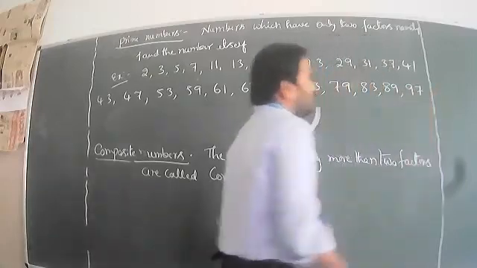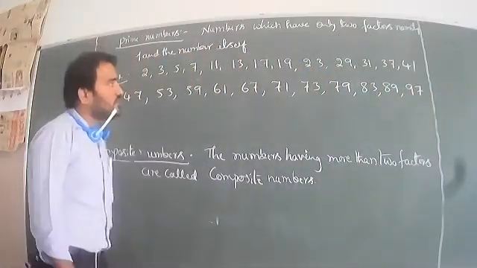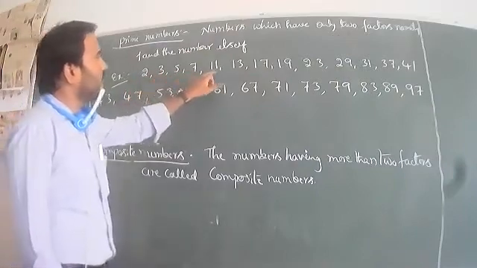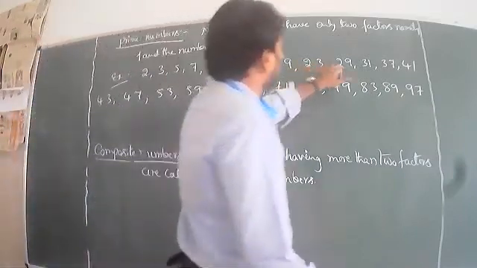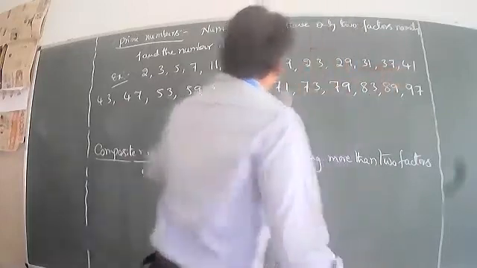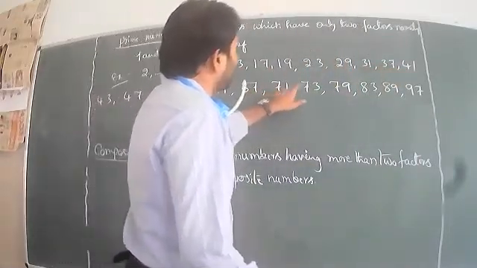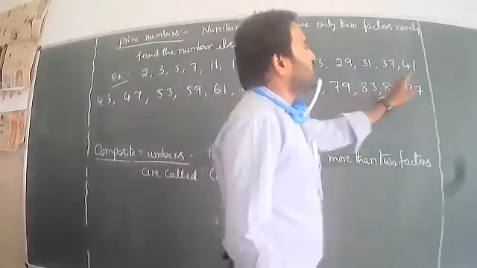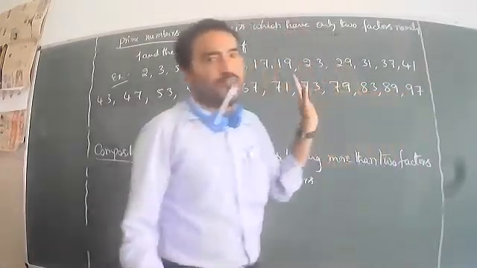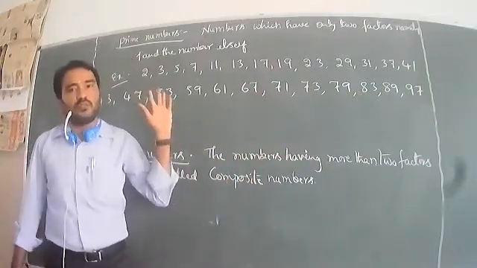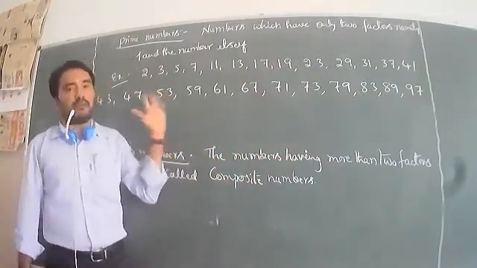So totally how many prime numbers in 1 to 100? 2, 3, 1 2 3 4 5 6 7 8 9 10 11 12 13 14 15 16 17 18 19 20 21 22 23 24 25, totally 25 prime numbers from 1 to 100. Okay, these are the 1 to 100 prime numbers.